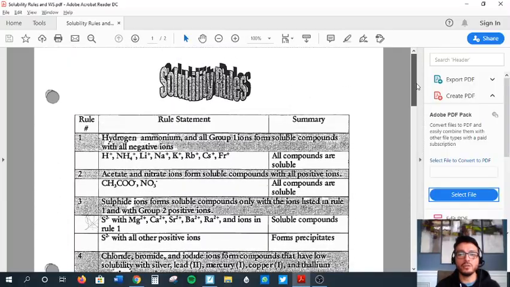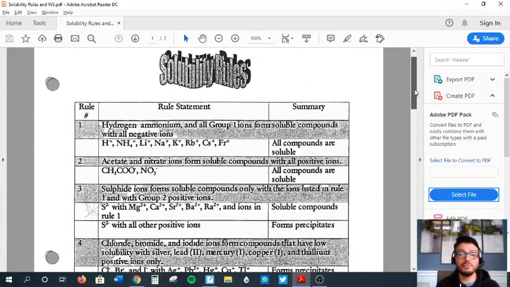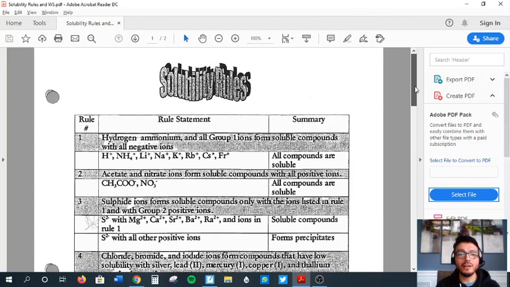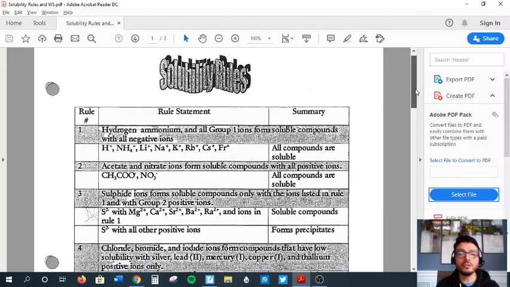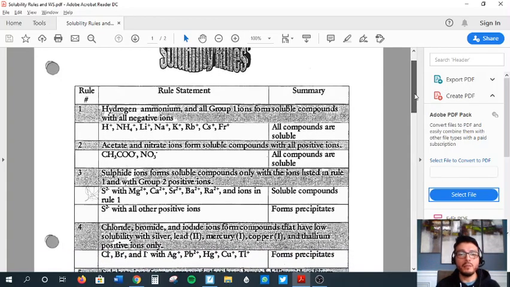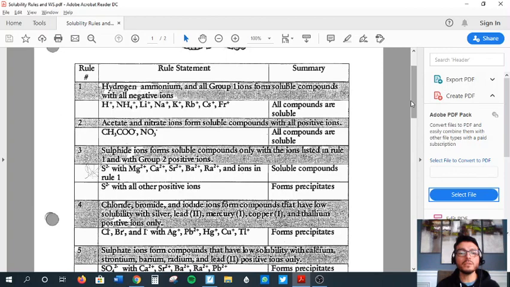Now, for any future quiz, test, or exam, I don't know how that will look, but for any future evaluation, you will have access to these solubility rules. Whether you're in class or at home, I would not ask you to memorize these. You'll always have access to these. All right, so let's get started.